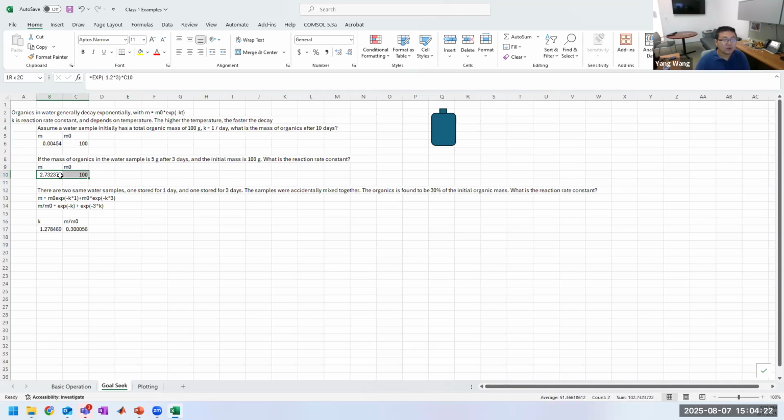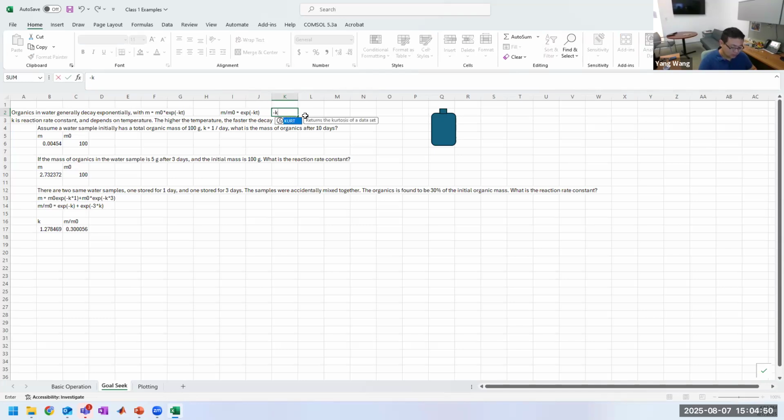So now to solve this problem, of course, you can still derive it because now we know M equals M0 exponential minus KT. You can derive this equation by having M divided by M0 equals exponential minus KT, right? And further, you can take the natural log, so then you have minus KT equals natural log of M divided by M0.